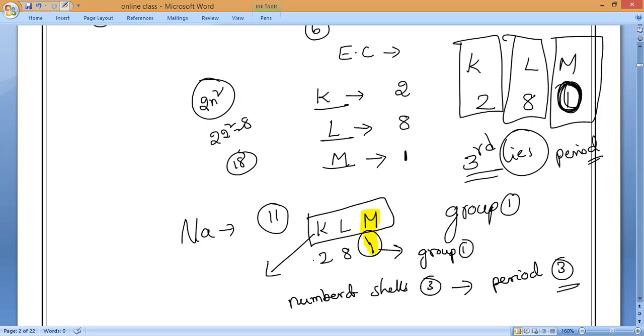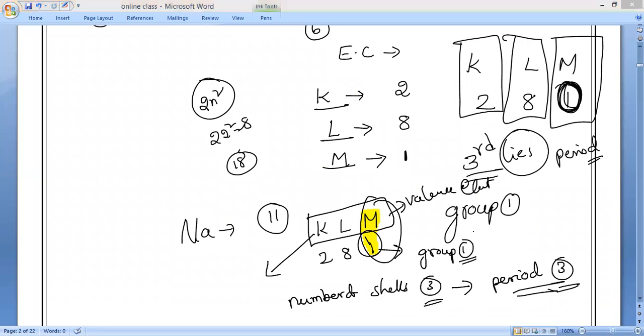So like that, if you know the electronic configuration, the number of shells will give you the period and the valence electrons will give you the group. That is what you have to understand. Are you clear, everybody? Yes, that is what you have to remember. Please all of you do it.